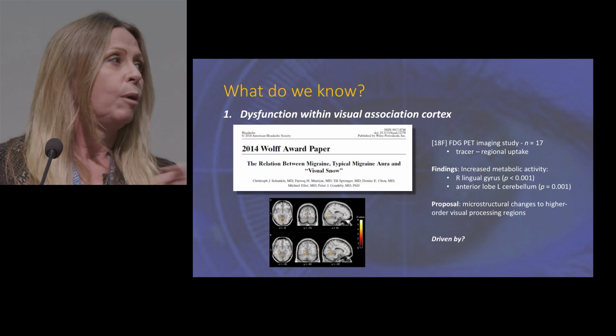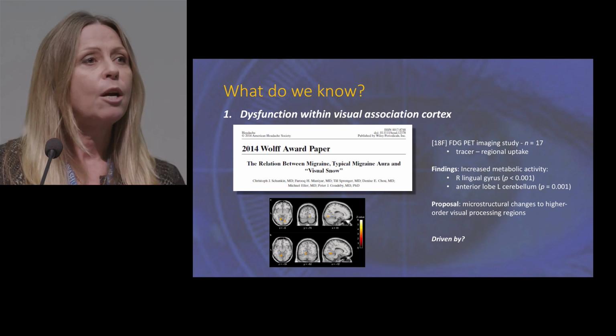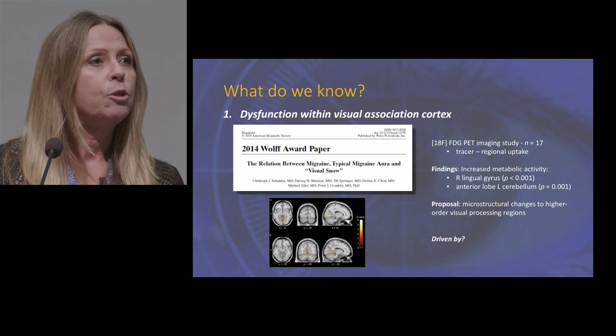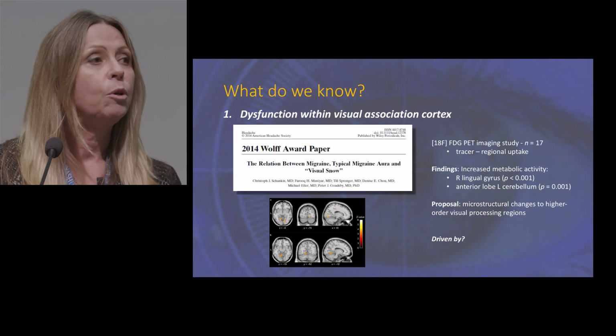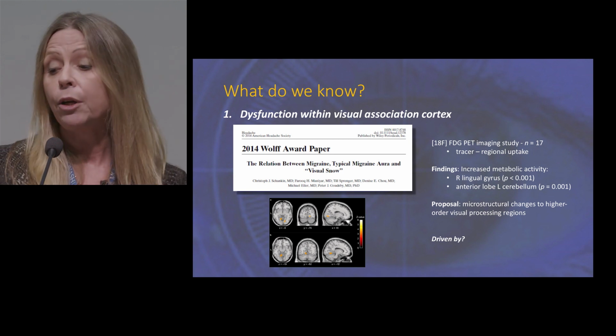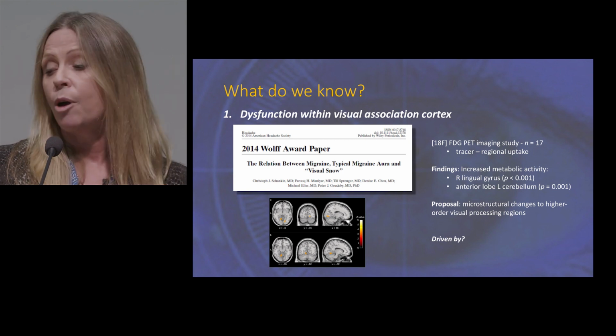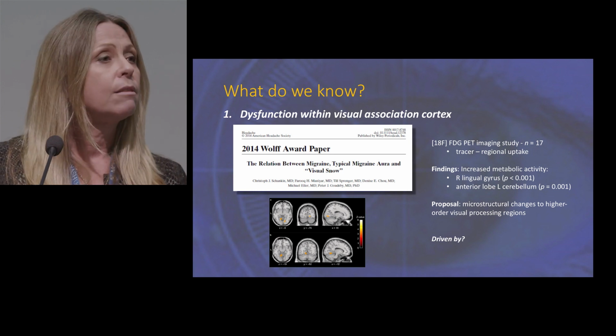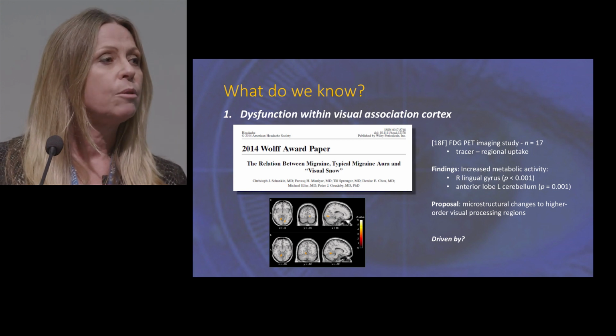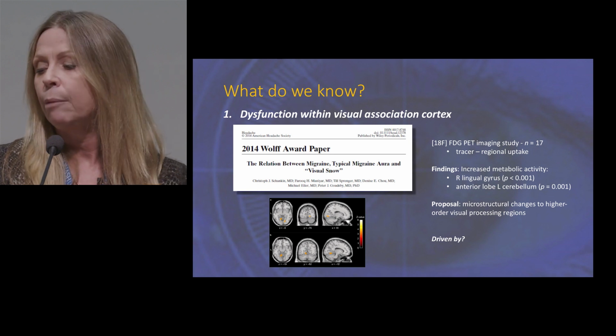So I'm going to whip through these in the interest of time. There's only a handful of papers that have ever been written on visual snow. We're one of the few groups in the world that have started studying this. This is one of the earliest papers by Peter Goadsby, who I talked about a moment ago. These are results from a PET study. All of these studies, and there's only a handful of them, use very small numbers of patients, so I want you to bear that in mind.